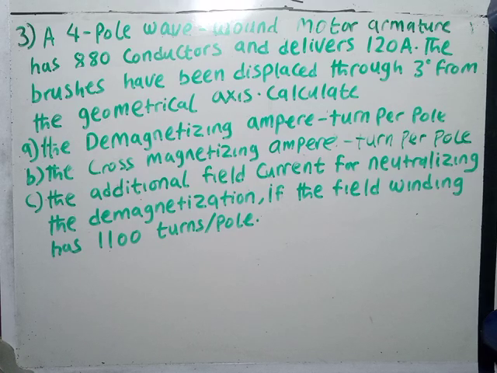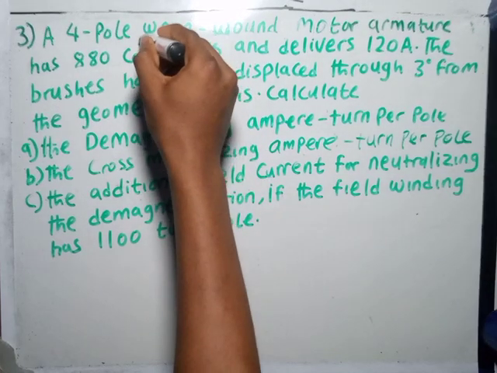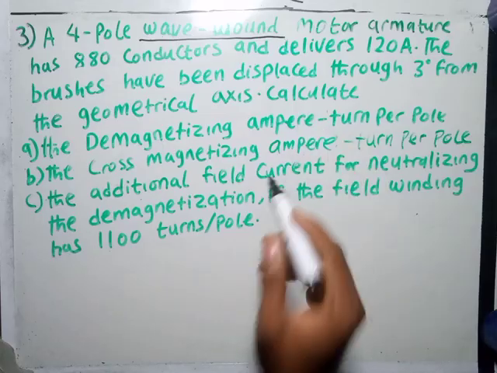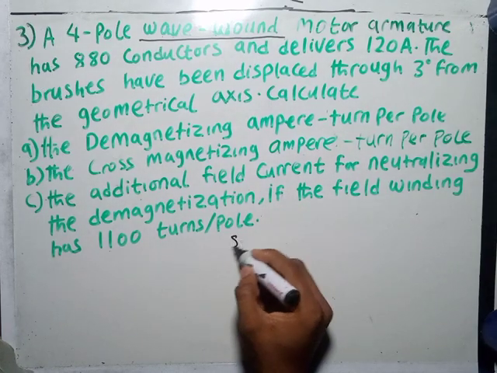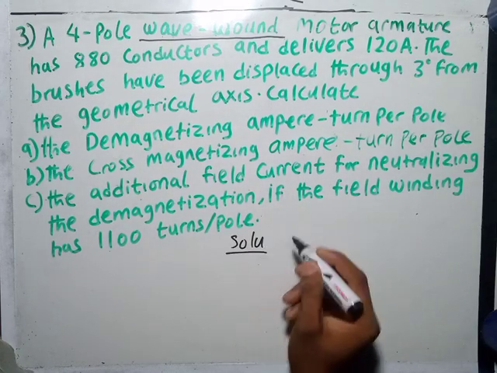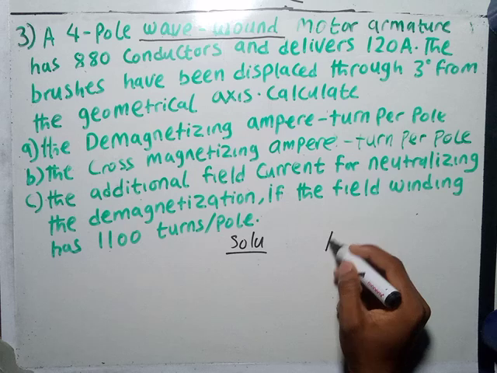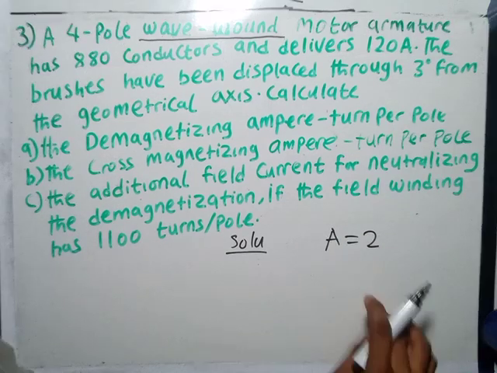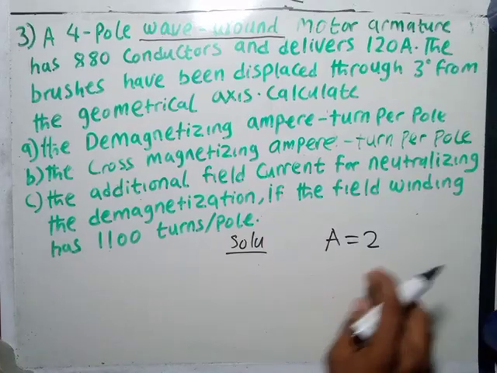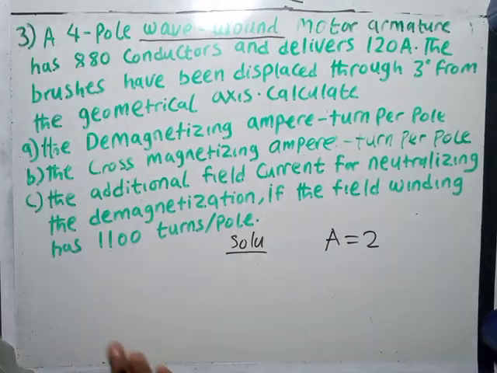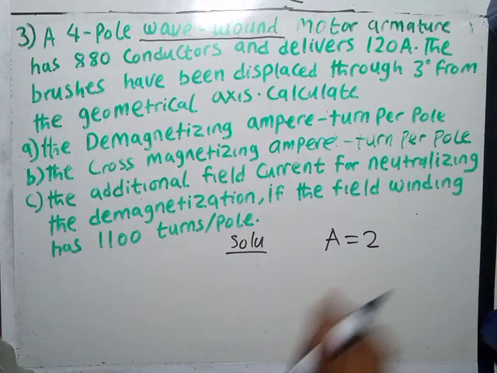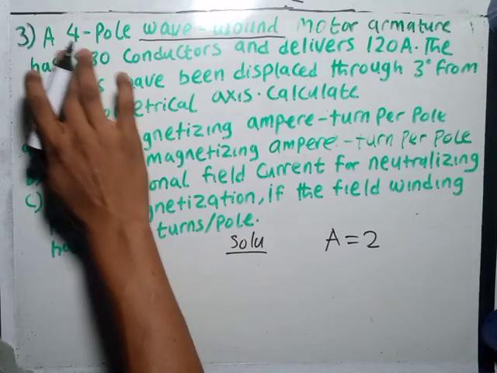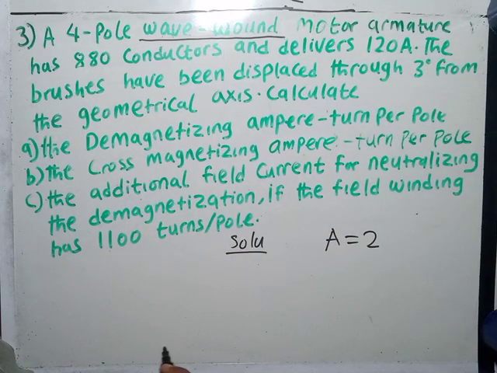Okay, so this is an important phrase that tells us that our parallel path is what? 2, because of the word what? Wave. If it was lap, we'll be using 4, but wave is always constant 2, but lap will depend on whatever the number of poles is.